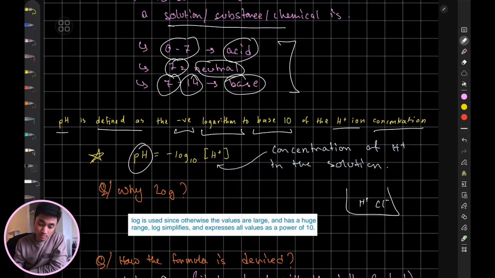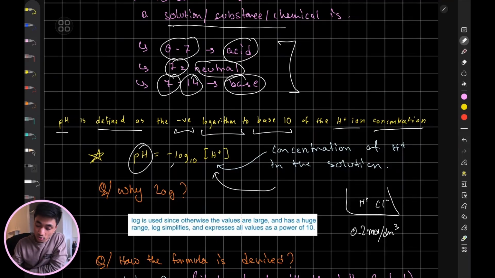So in this case, you're going to take the concentration of H plus, let's say 0.2 mole per dm cube. This is the concentration of H plus, and you plug that in over here, and you take the log base 10 of that concentration, and multiply with minus, and you find the pH.